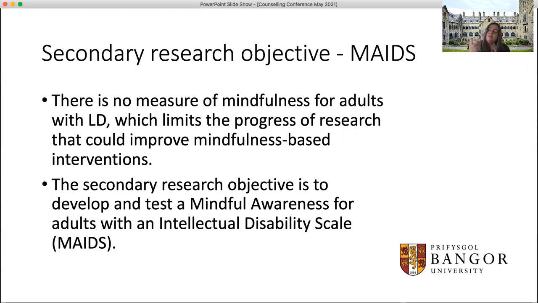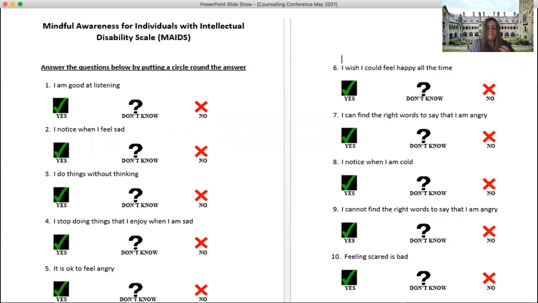And I want to make the point that somebody might say, well, what about mindfulness measures for children? Well, it's not about having childlike language. It's about having language that is clearly communicated in a concrete way. And that's a very different thing, okay?